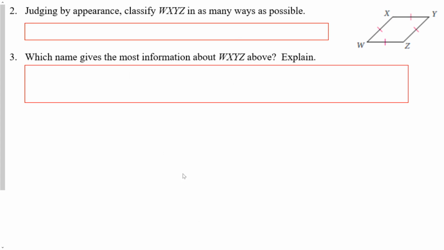Now, judging by appearance, we're supposed to classify this quadrilateral WXYZ in as many ways as possible, meaning use all of the terms that were just defined, use the diagram at the bottom of your note sheet, maybe start with the least specific and work your way to the most specific name. What names would be able to be used to classify this particular shape?